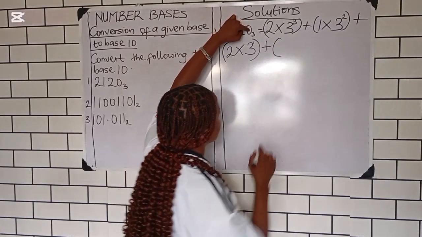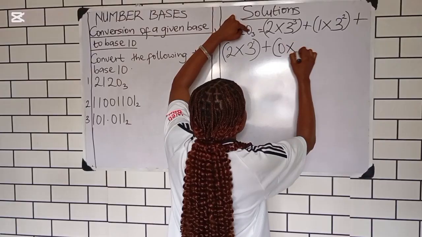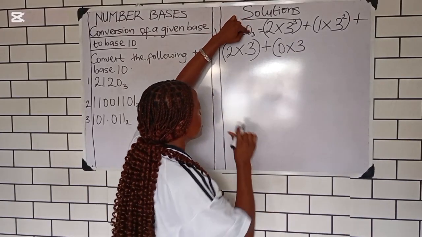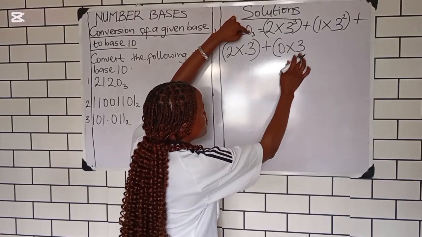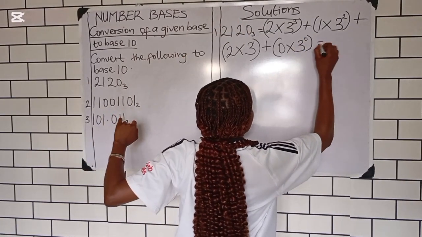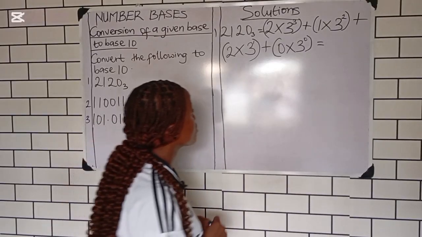Plus open bracket, the last digit here is 0. You write 0 times 3. How many numbers is at the back of this 0? None. Therefore, it should be 0 times 3 raised to power 0, is equals to. Now simplifying, you have what?